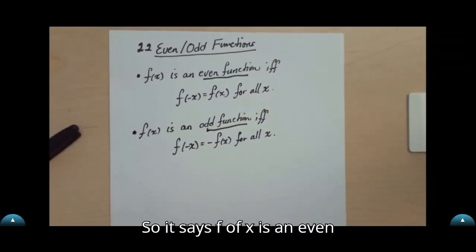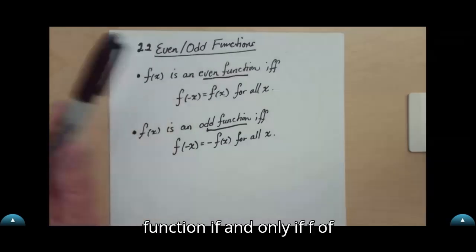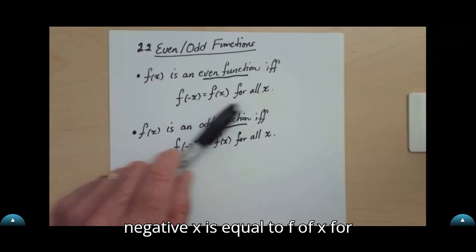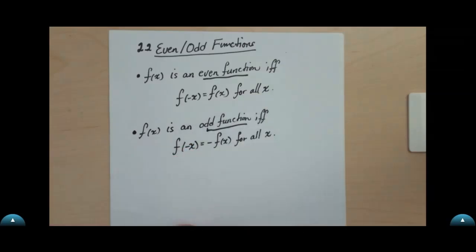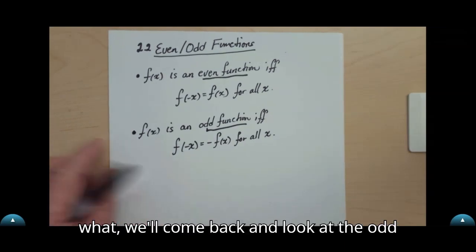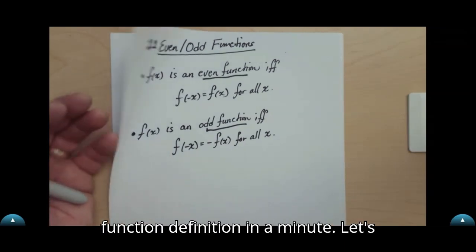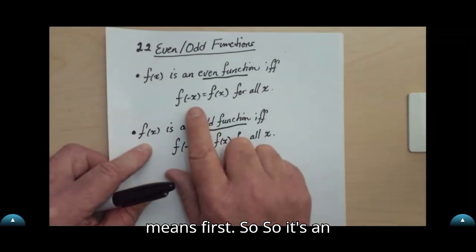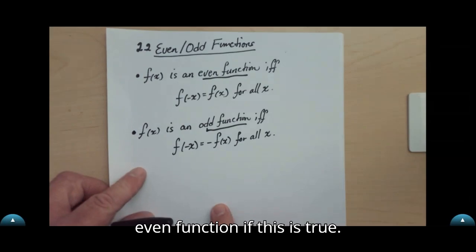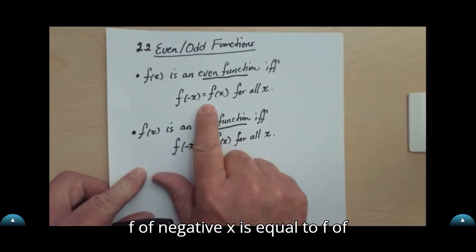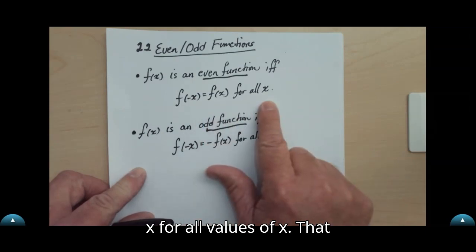So it says f of x is an even function if and only if f of negative x is equal to f of x for every value of x. I'll tell you what, we'll come back and look at the odd function definition in a minute. Let's look at what this even function idea means first. So it's an even function if this is true: f of negative x is equal to f of x for all values of x.